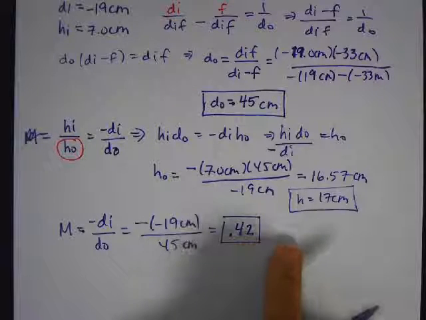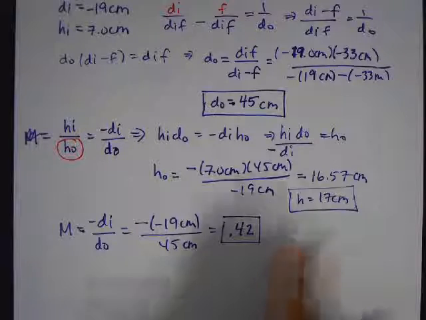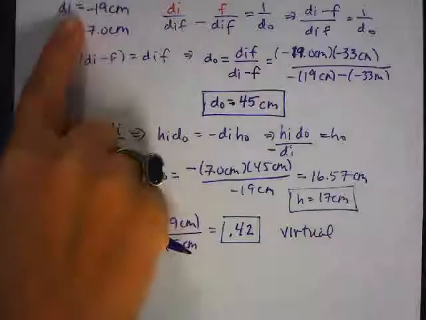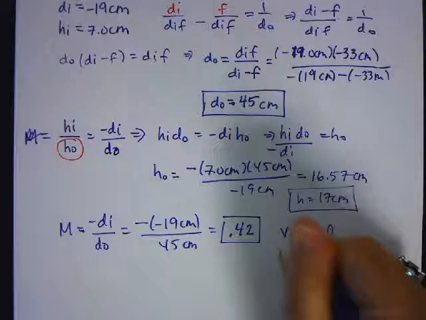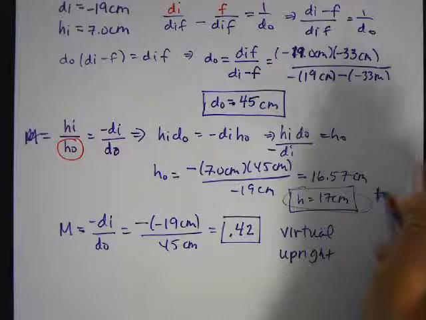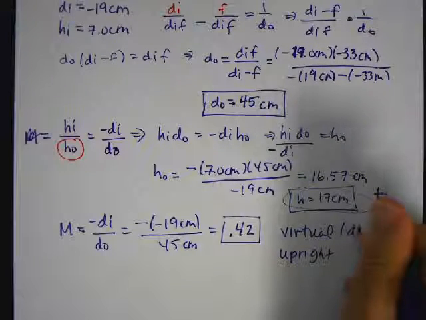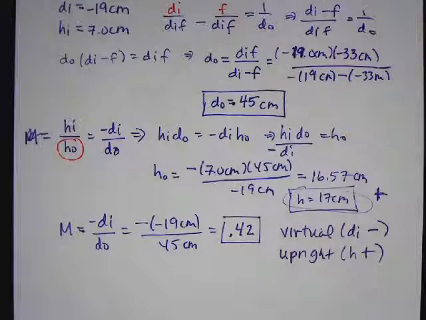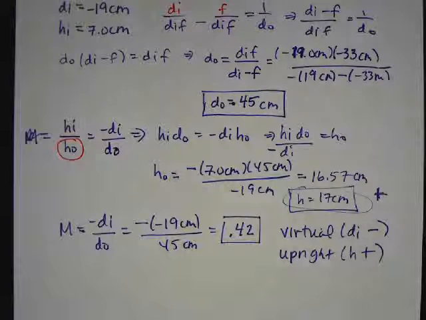So how do I know what this is? Well, this is virtual. How do I know that it's virtual? Because the DI is negative. It's upright. How do I know it's upright? Because the height is positive. So I know it's virtual because DI is negative, and I know it's upright because H is positive. And that all has to do with my sign convention. That's why we need to be consistent with our sign convention and understand it. Sign convention is essential in anything that you do with physics. If you never establish a sign convention, you're never going to truly understand physics.